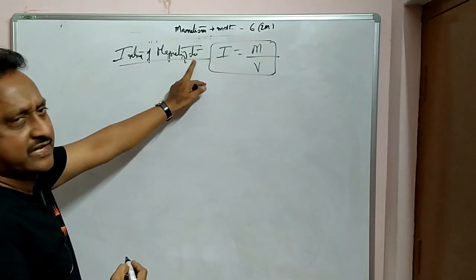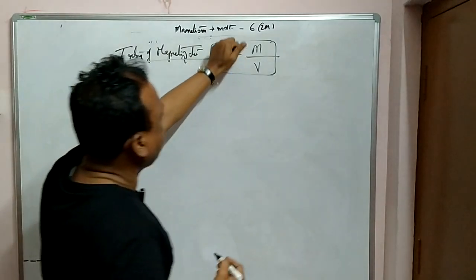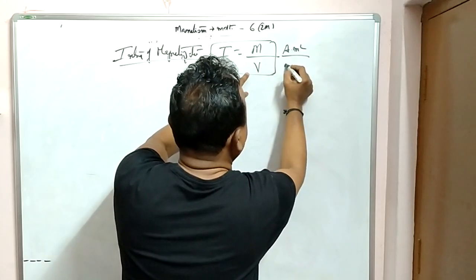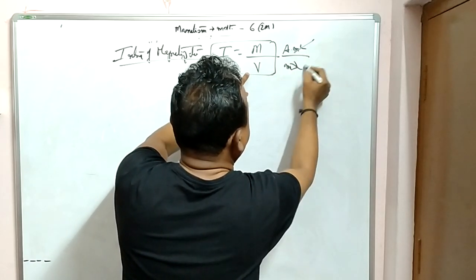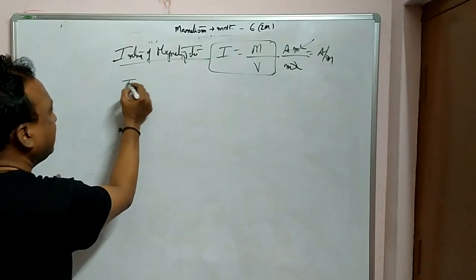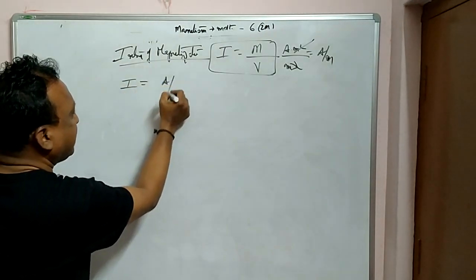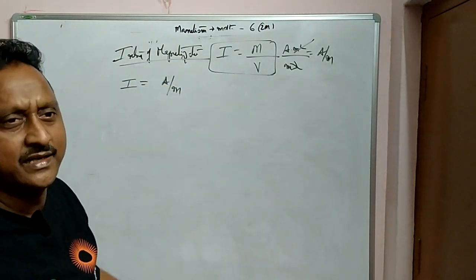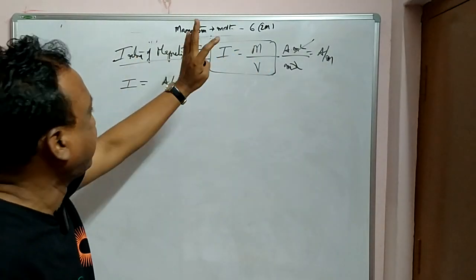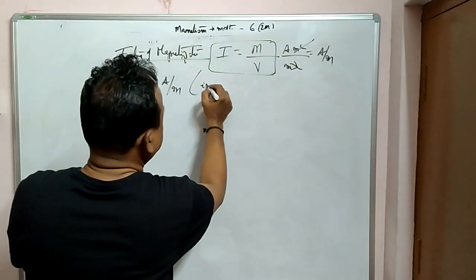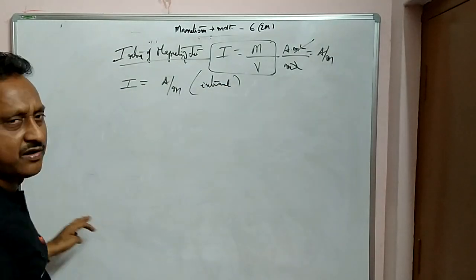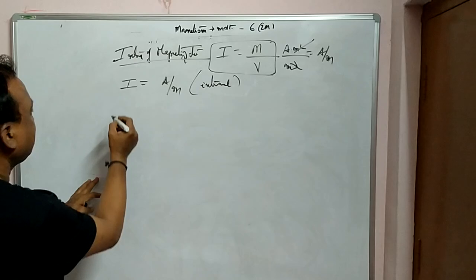Intensity of magnetization is given by the ratio of magnetic moment per unit volume, that is ampere meter square per meter cube. Meter square cancels, so what is the unit? The SI unit is ampere per meter. It is a ratio of magnetic moment per unit volume. Intensity of magnetization is internal. And next we can also discuss H.